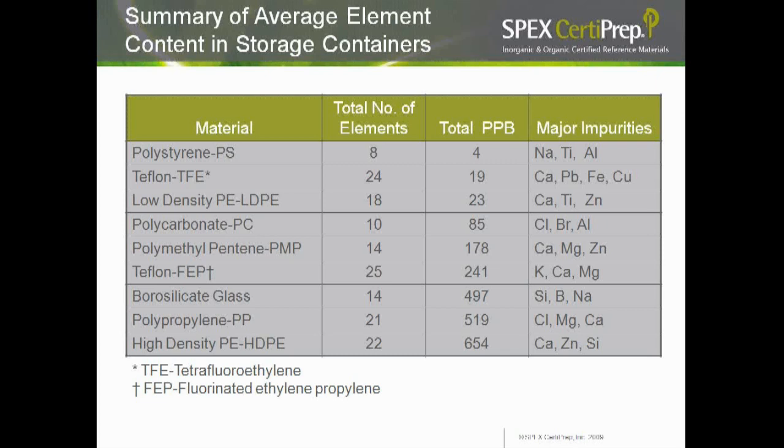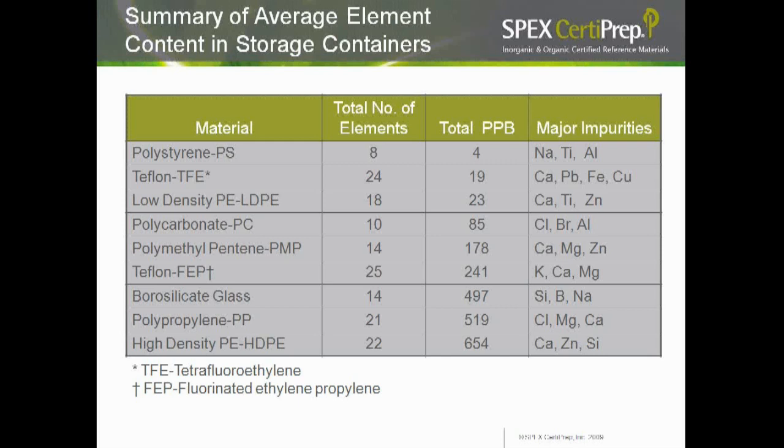Polystyrene, which gives you the major impurities like sodium, titanium, and aluminum. Total number of elements that were imported were 8 to a total concentration of 4 ppb. But polystyrene tends to become brittle in the presence of acids over a period of time. Teflon gives you about 19 total parts per billion in concentration of the major impurities calcium, lead, iron, and copper. Total number of elements may be 24, but it's expensive and not cost effective.